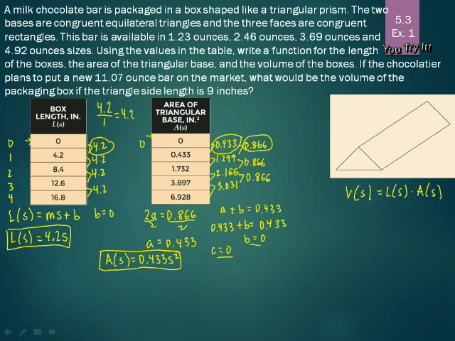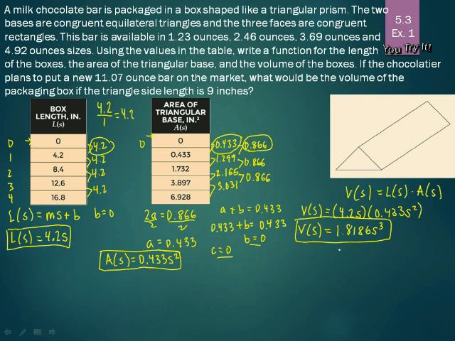Now to find V of S, we just need to multiply those two things together. I'm just going to fill in for L of S and A of S. Multiplying those together, 4.2 times 0.433 equals 1.8186, and then S times S squared is S cubed.